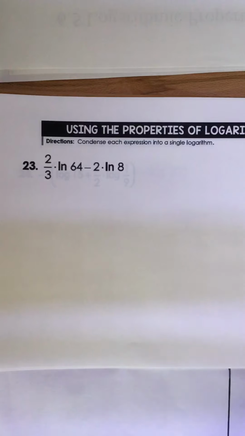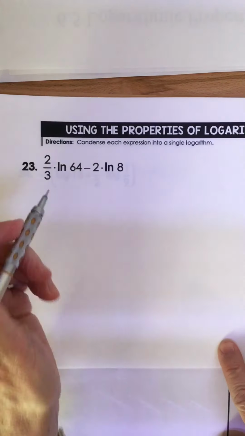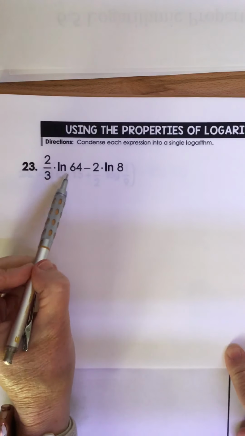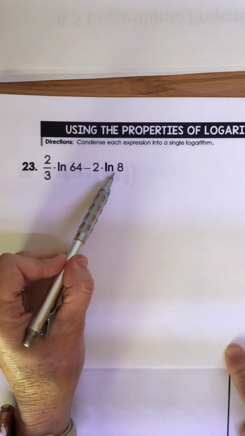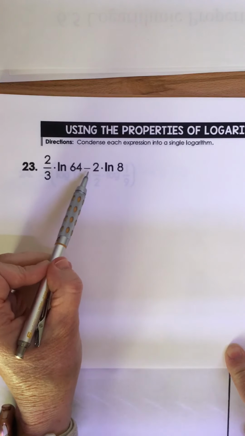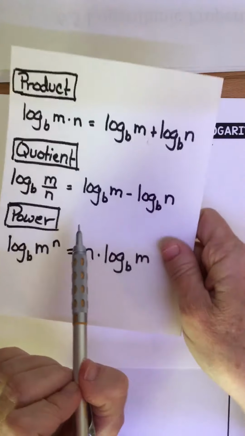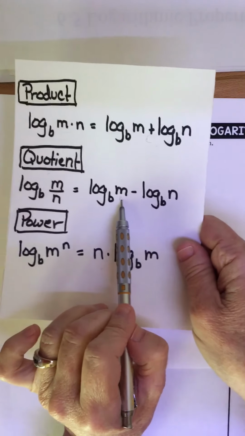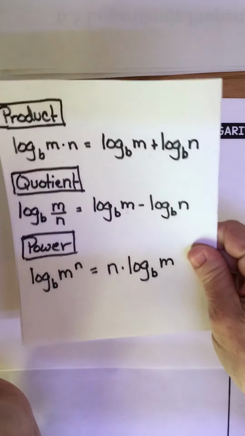Let's continue condensing. All right, so let's see. On this one, we've got the power property right here that we've got to do first. So we are using this first, and since we're subtracting, we're going to be using this property going from here to here. So that's going to be the plan.